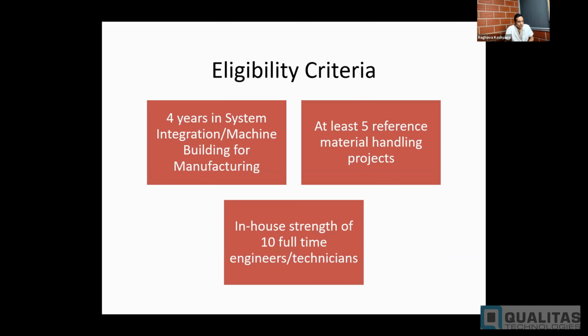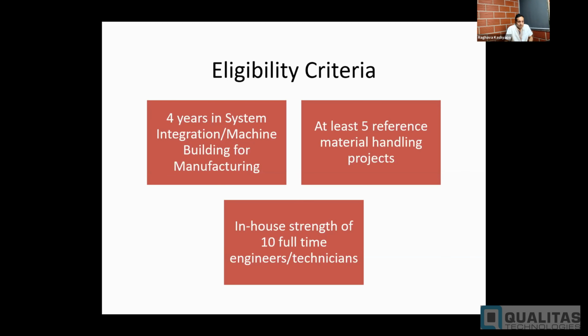So, eligibility criteria: we require 4 years of experience in machine system integration and machine building. No prior experience is required in machine vision or AI or any of that. Just system integration, machine building, control system knowledge, maybe motion control and PLC programming. You must have done at least 5 material handling projects and have about 10 full-time engineers or technicians, right?